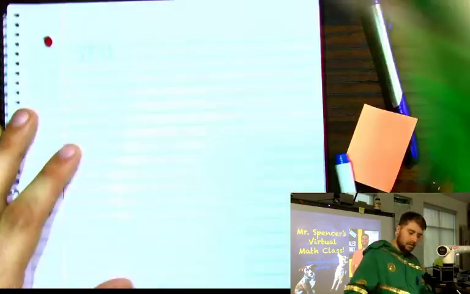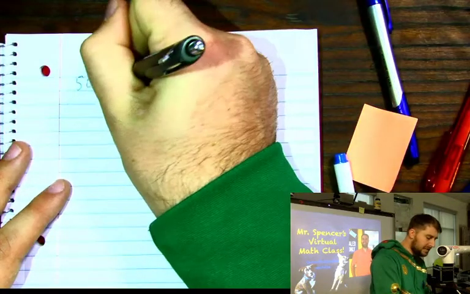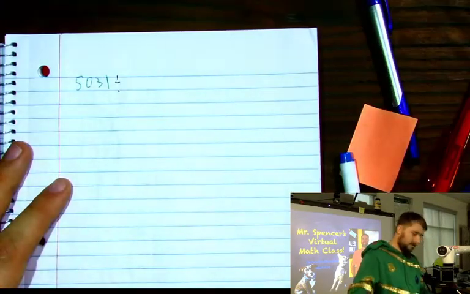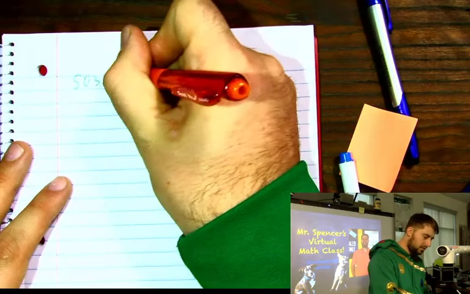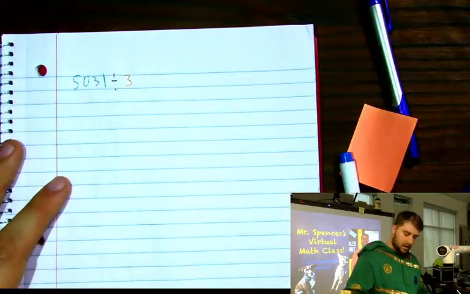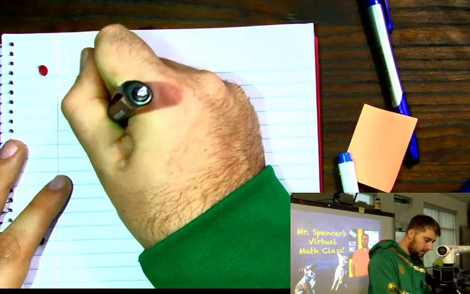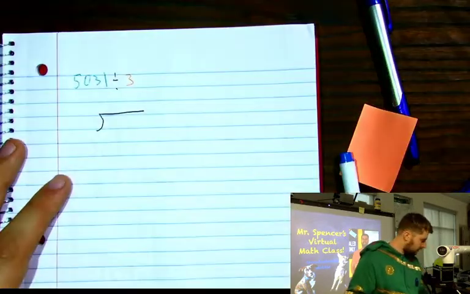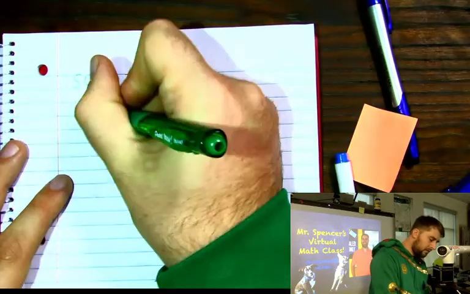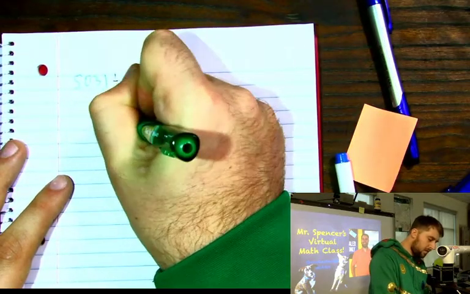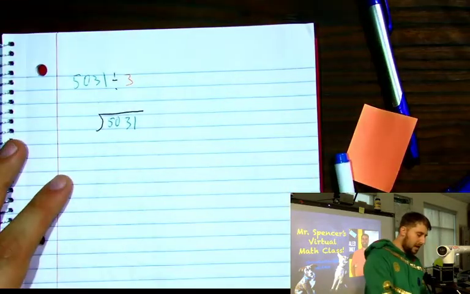$5,031 divided by 3. And we're going to do 3 again since we already have our table set up. Ready to go. I'm going to set it up in our long division symbol. 5,031 divided by 3.